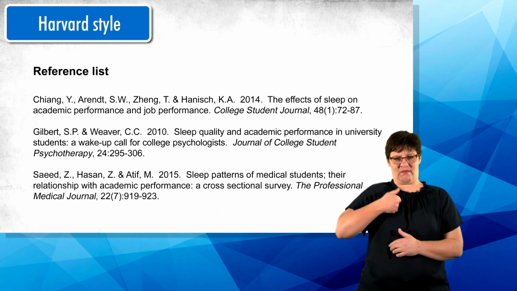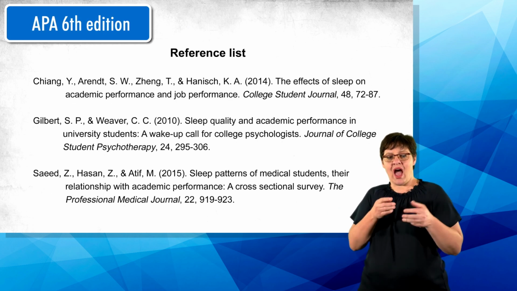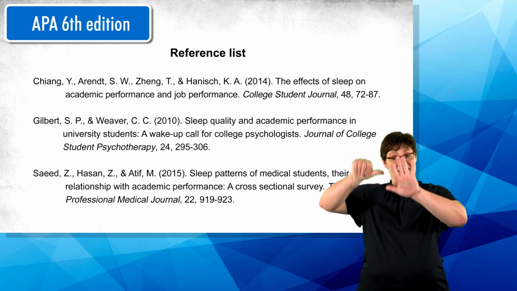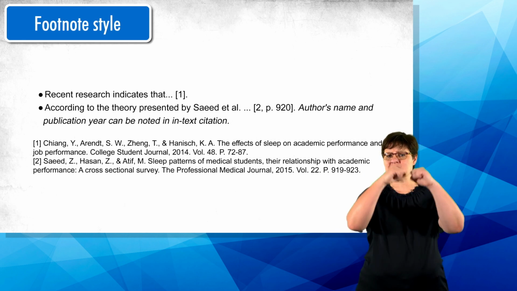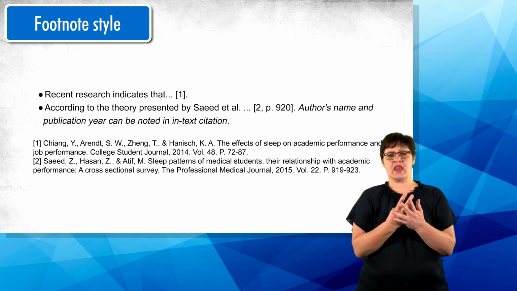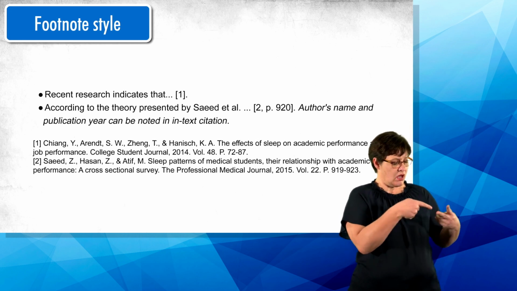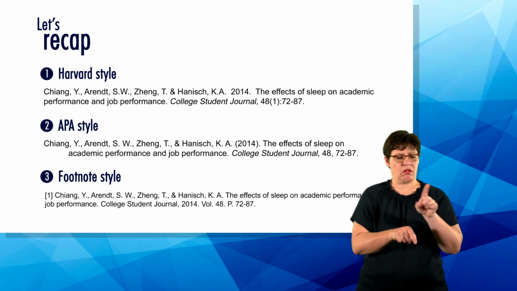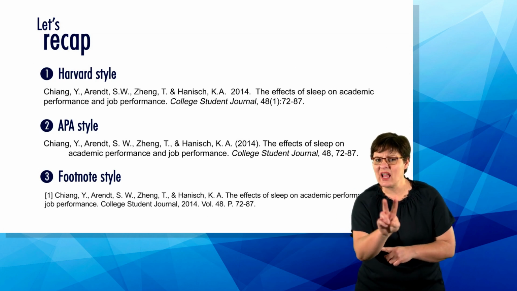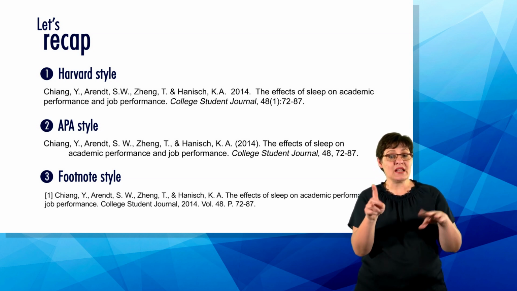Let's rework these entries according to the guidelines of the APA 6th edition style. In some cases, a numbering system is followed, and then the sources in the reference list appear in the same order that they appear in the main text. Take a look at this example. As you can see, there are slight differences, but the principles are the same.